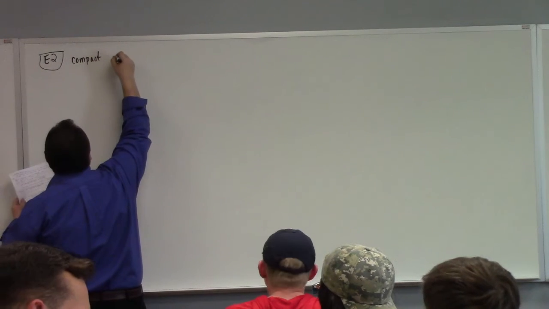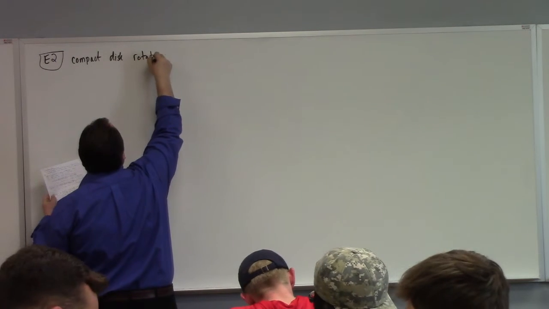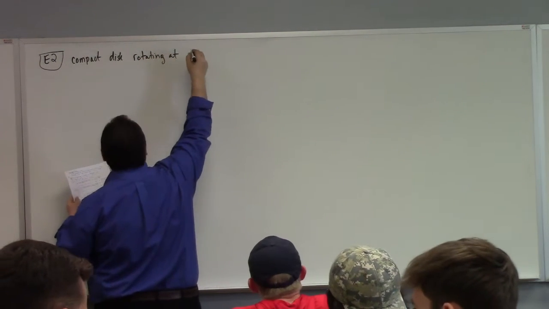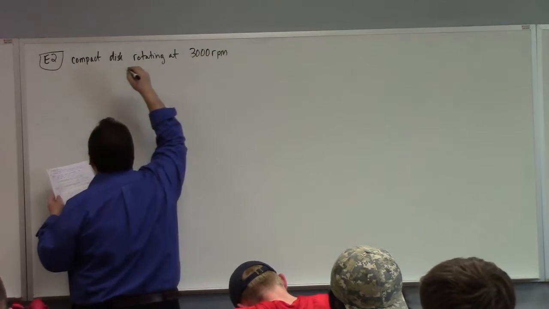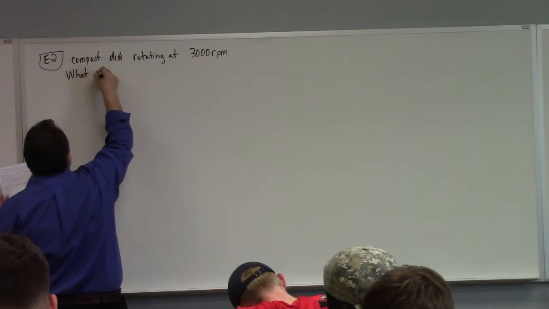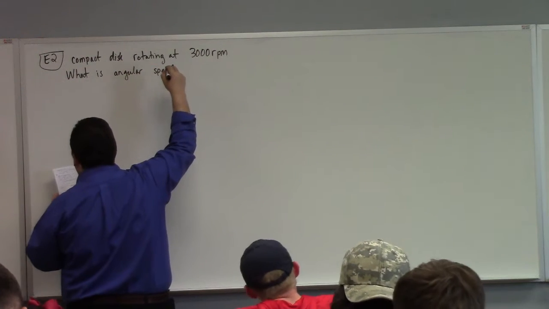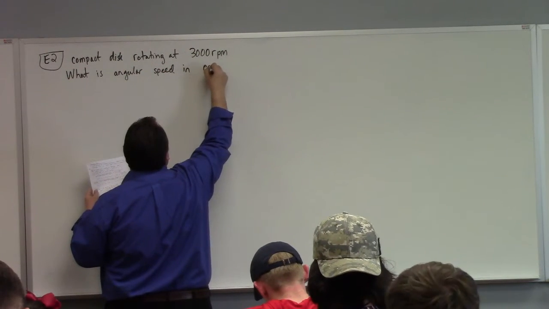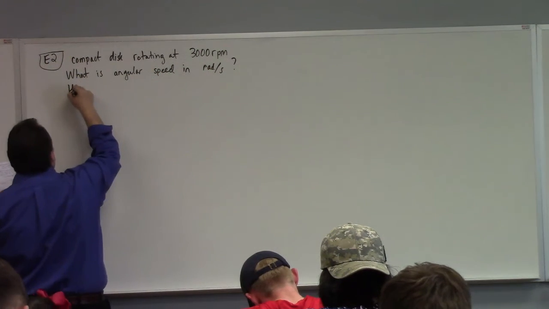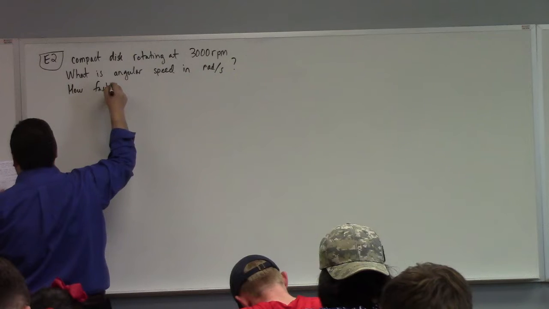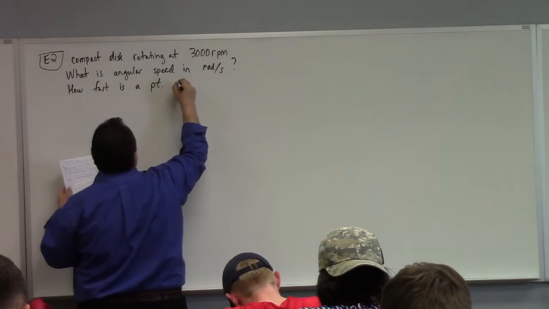So suppose we have a compact disk rotating at 3,000 RPM. What is the angular speed in radians per second? Question number 1. And then question number 2 is how fast is a point 4 centimeters from the center moving?